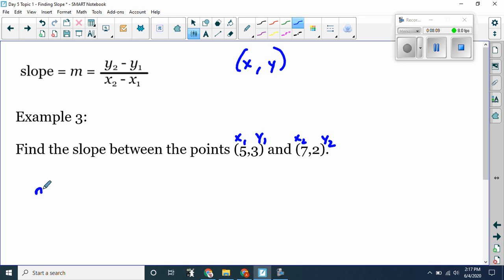Next thing you're going to want to do is write down the formula. Write it down every single time, every problem. y sub 2 minus y sub 1 over x sub 2 minus x sub 1. And then we're going to plug in things where they go. So y2, we labeled y2 is 2. So I'm going to put 2 in for the y2. And then it says minus y sub 1. y sub 1 is 3. x sub 2 is 7. And x sub 1 is 5.